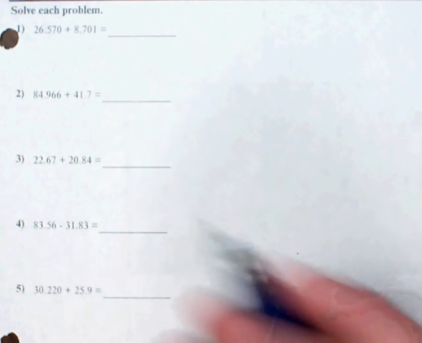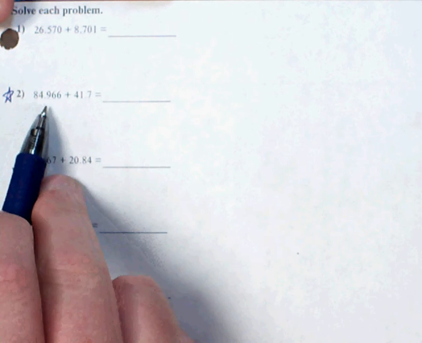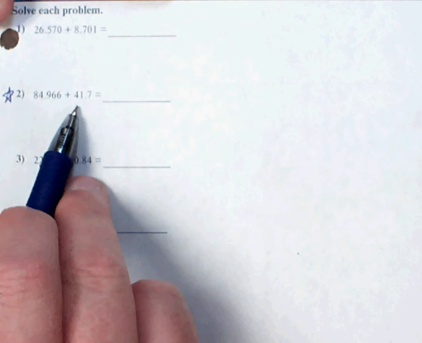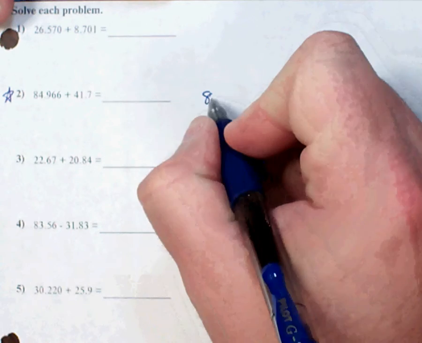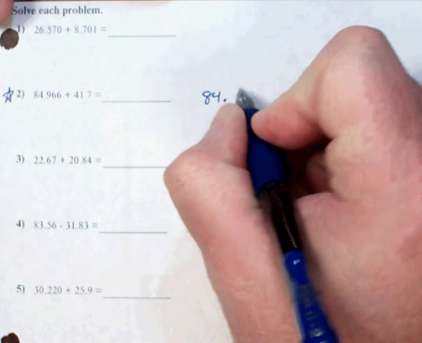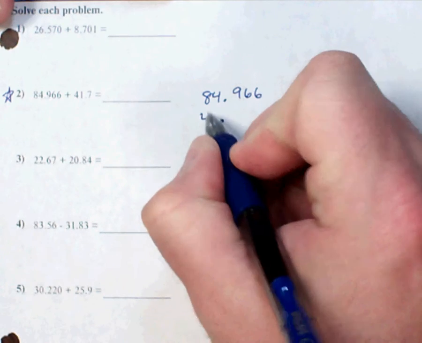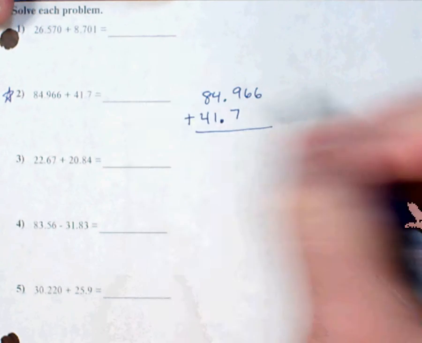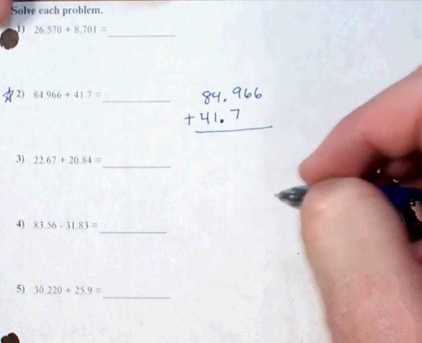So I'm going to skip number 1 and I'm going to start on number 2. All right, so I've got 84 and 966 thousandths plus 41 and 7/10. So when I set this up, I've got to remember to line up my decimals. And I've got to be very careful about my place value and how I have it set up. I need to make sure everything is lined up well.